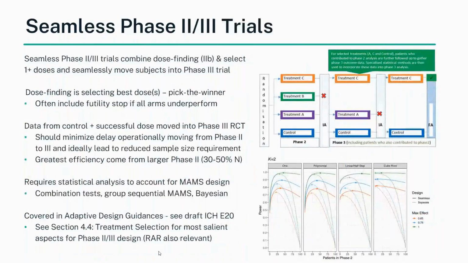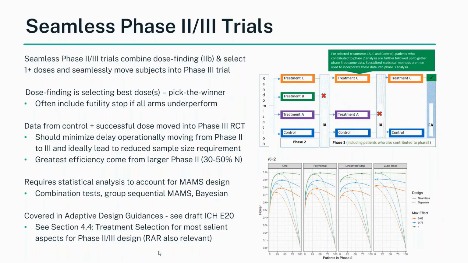And then we have seamless phase 2, phase 3 trials, and these are in a similar bucket to multi-arm, multi-stage designs, or platform trials and umbrella trials. But effectively, what we're doing here is we have a set of candidate doses. We want to pick the winner doses, basically the ones that we believe work the best. And obviously, usually there'll be a criterion saying that if all the doses don't work, then we just stop the trial early. So you still want to have that early futility criterion that's very common in phase 2 clinical trials.